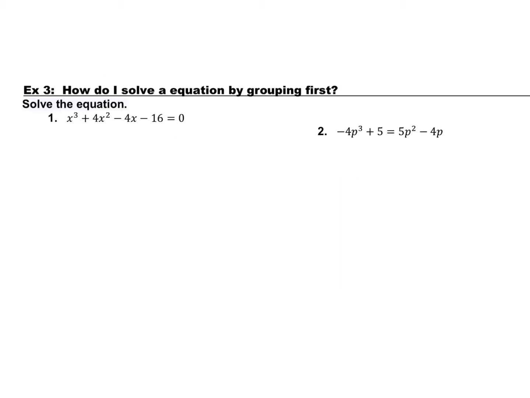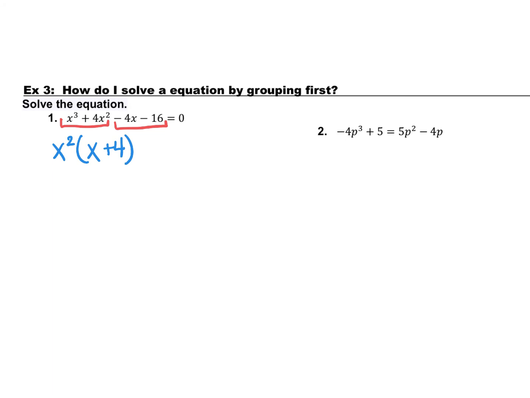All right, so how do I solve an equation by grouping first? So let's take a look at the first one. We have x to the third plus 4x squared minus 4x minus 16 is equal to 0. So let's start by grouping. I'm going to group these, and I'm going to group these right here. All right, so now let's go ahead and factor out in each group. So what can I factor out of an x to the third that I could factor out of a 4x squared? And I can factor out an x squared, and then that's going to be times x, and then plus 4. And just make sure that this equals this part right up here.